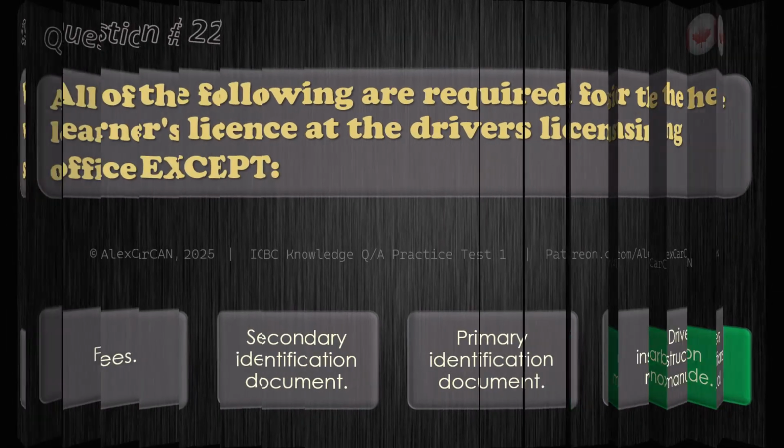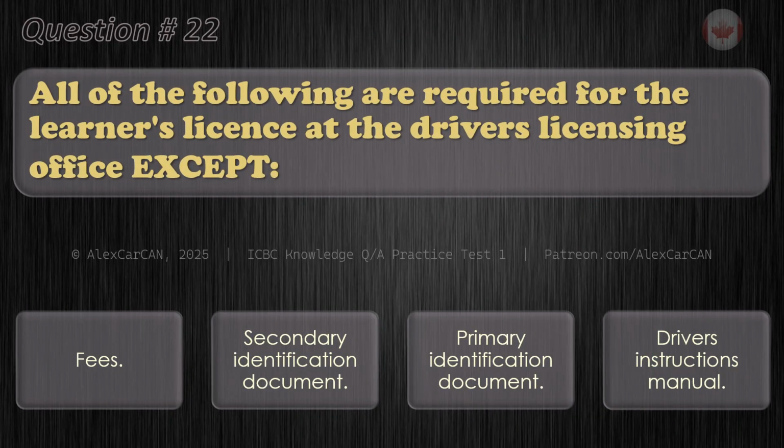Question number 22. All of the following are required for the learner's license at the driver's licensing office except fees, secondary identification document, primary identification document, driver's instructions manual. The correct answer is driver's instructions manual.